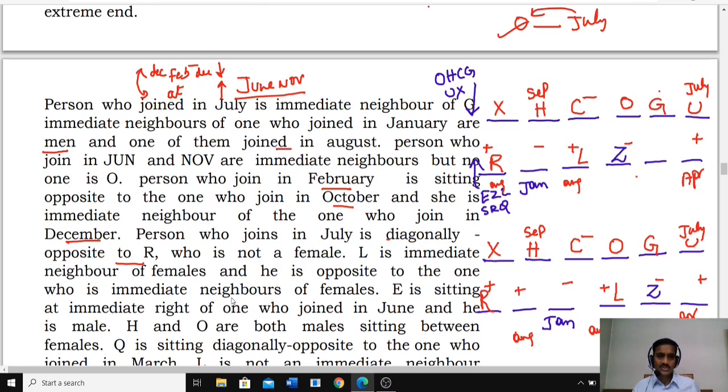And L is opposite to the one who is an immediate neighbor of females. And C and G are females. L is opposite to the one who is an immediate neighbor of females.